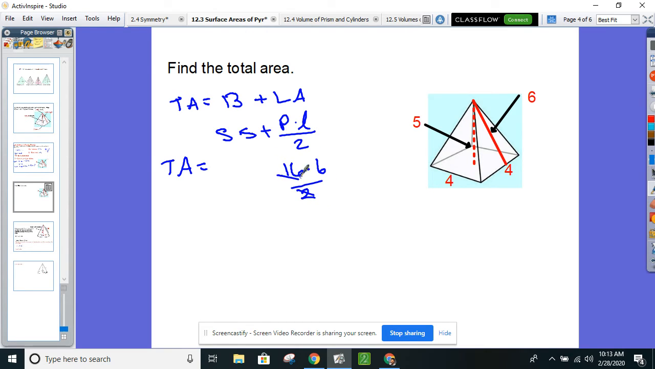We could reduce this and get good old 8 right there. 8 times 6 is 48. So that is our lateral area. Now, our base area will be 4 times 4, giving us 16. You add those together, 64 units squared. Easy stuff, right? Good. Let's look at cones.